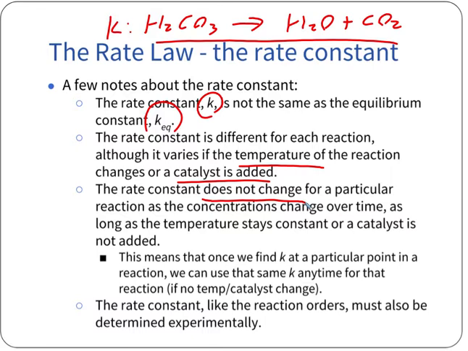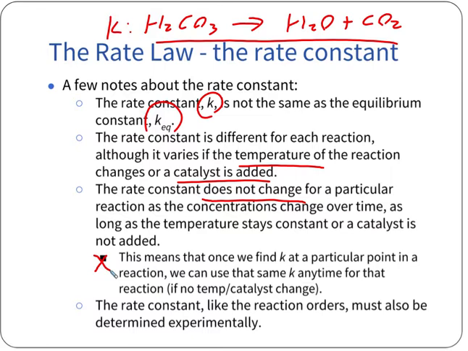Now, the key to what this means is that if we can find k at a particular point for a particular reaction, then we can use that same k any time for that reaction, as long as there's no temperature or catalyst change. So if we can figure out the rate law and the rate constant, we can reapply that for that particular reaction, not for a different reaction, all day long. For any set of initial concentrations, we can figure out what the rate's going to be.